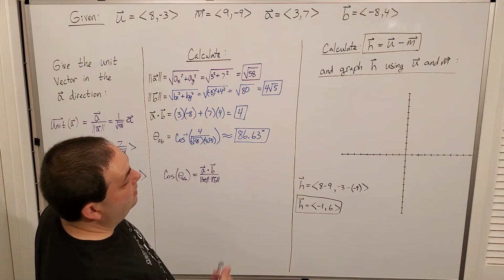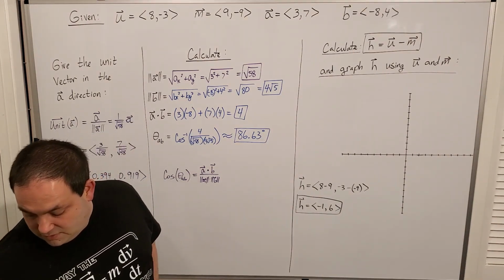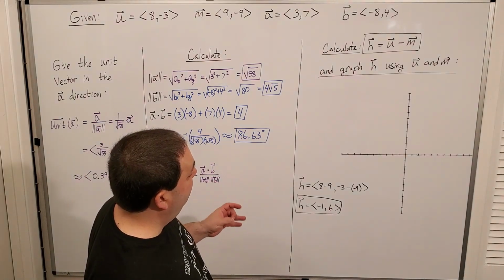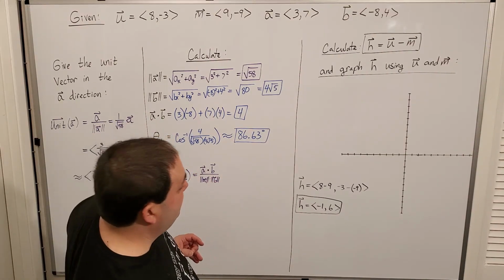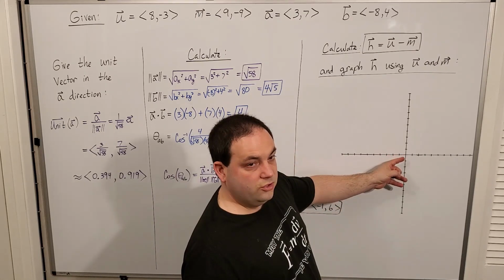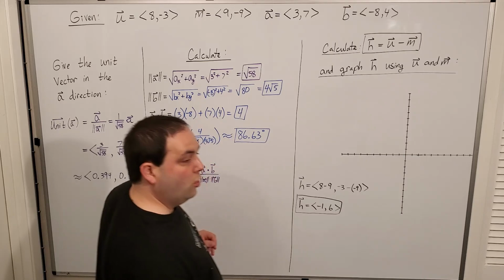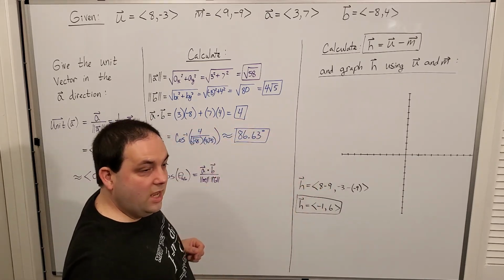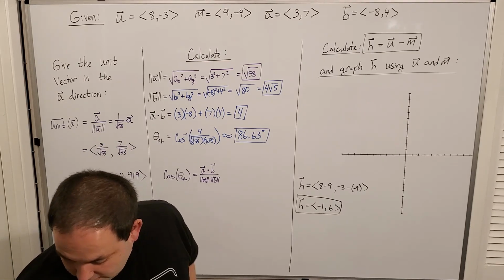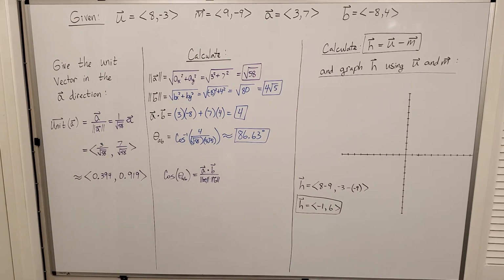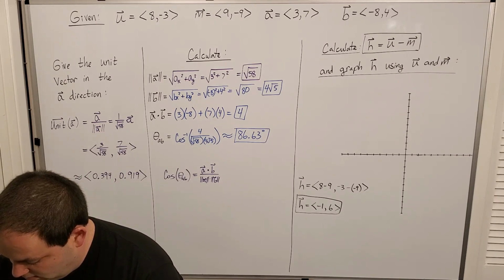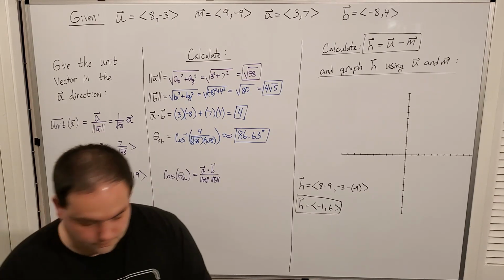Okay, so now let's use the graphs of the two vectors u and m to create the graph of the h vector. In other words, the h vector is not going to be graphed from the origin like u and m are. I'm going to use the endpoints of u and m to create the vector h. Okay, so here I go. I'm going to need a straight edge here.